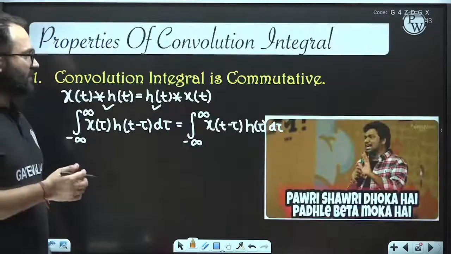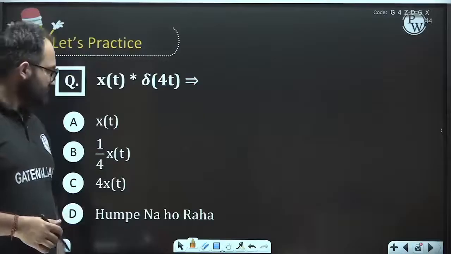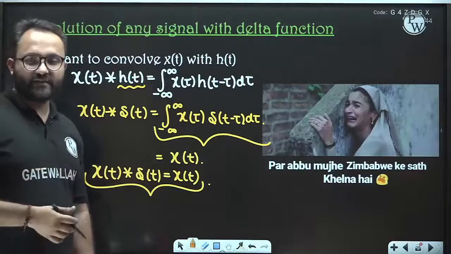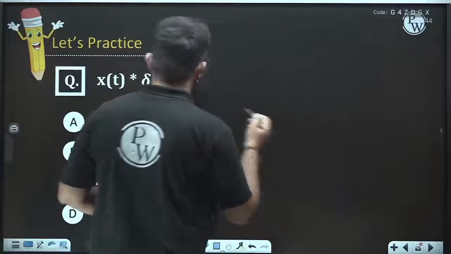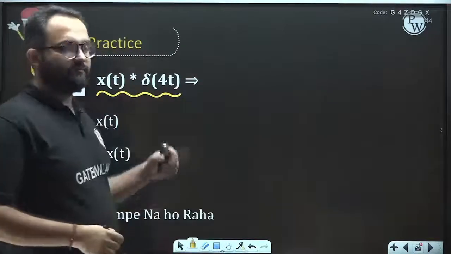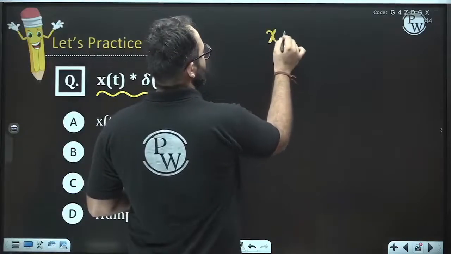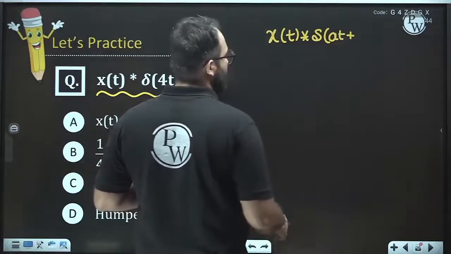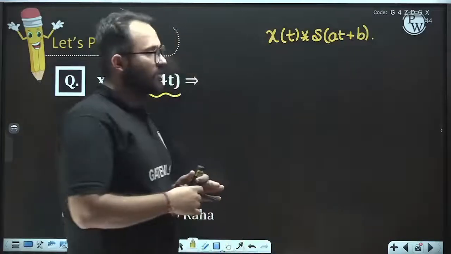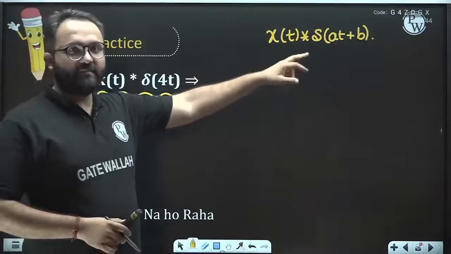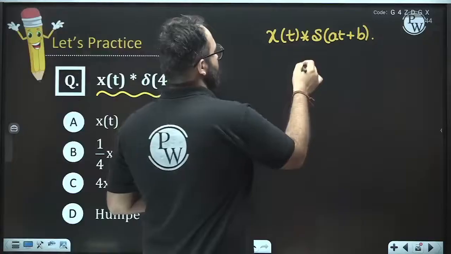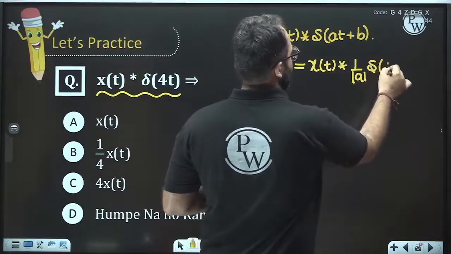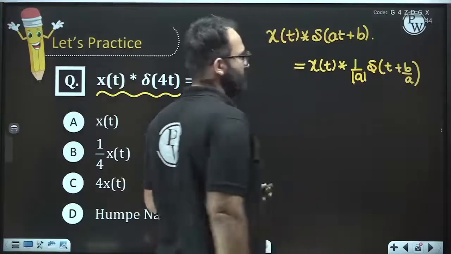So before moving to the width property, let's come back to the convolution with a delta. So we know that x(t) convolution delta(t) is equal to x(t) itself. Now x(t) convolution delta(at plus b): let me just tell you the result. You remember delta(at plus b) can be written as 1 upon mod a times delta(t plus b by a). Okay, this can be written like this.